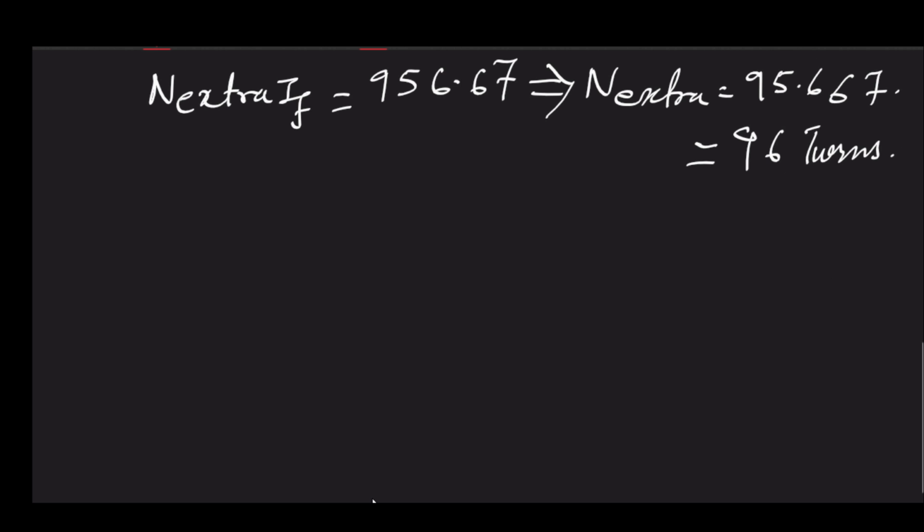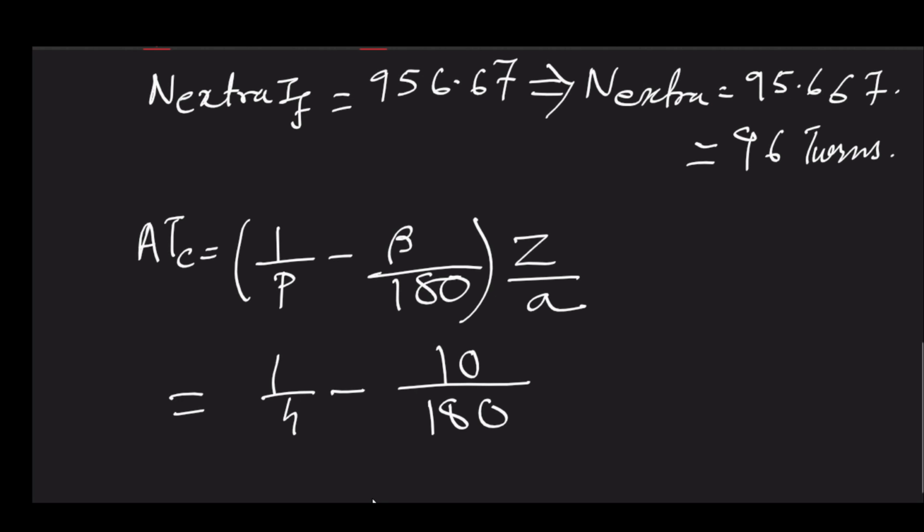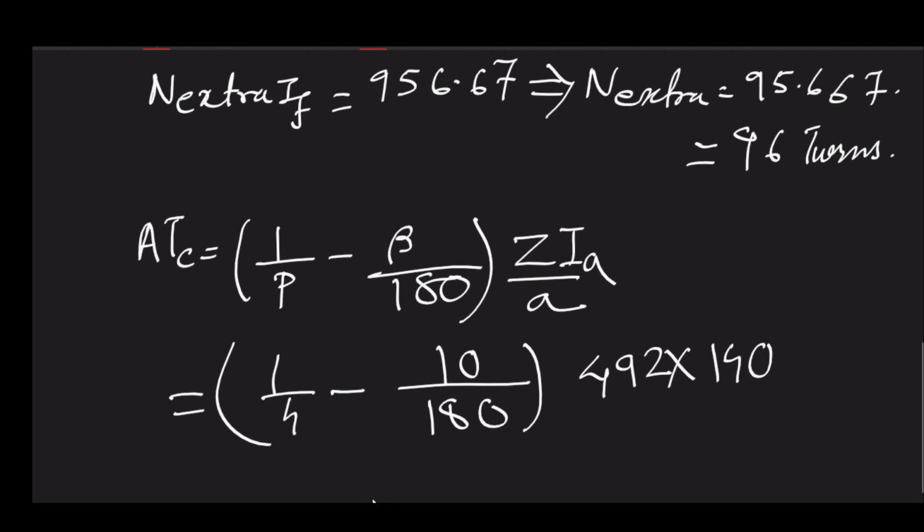Now what is ATC? ATC will be 1 by P minus beta by 180 into Z by A. So 1 by P is 1 by 4 minus 10 by 180 into Z into IA by 2A. Z is 492, sorry, IA into 140 by 2. So that will give us 3348.33 ampere turn.